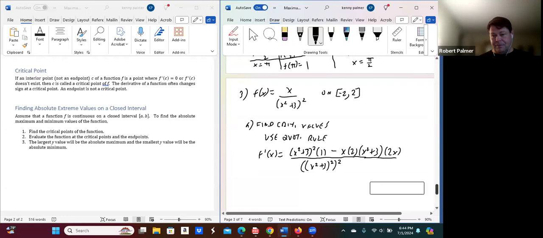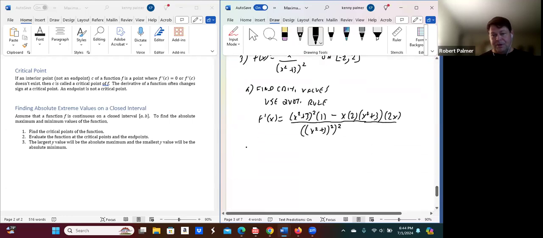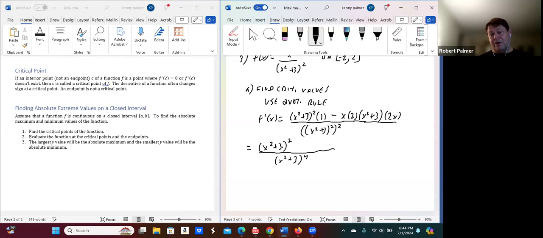Okay? Now, let's keep going. Let's write that a little bit nicer. So our denominator, remember our exponents, if something is squared, then square that again, it's going to be to the 4th power. So x squared plus 3 to the 4th. Okay. Now here we just have first x squared plus 3 squared. And here we're going to have minus x times 2x times 2x going to be 4x squared times x squared plus 3.